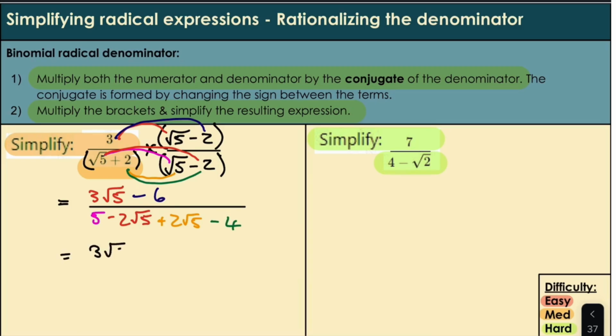3 root 5 minus 6 on top. On the bottom, those will cancel with each other, and we have 5 minus 4, which is 1. And of course, we simplify our fraction. And there's our final answer. Let's do the same on the right side. Multiply by the conjugate.